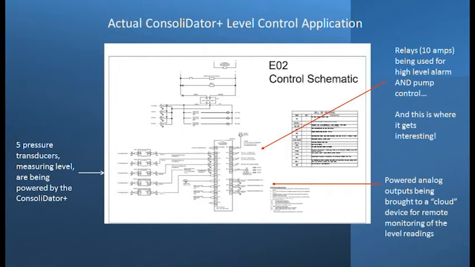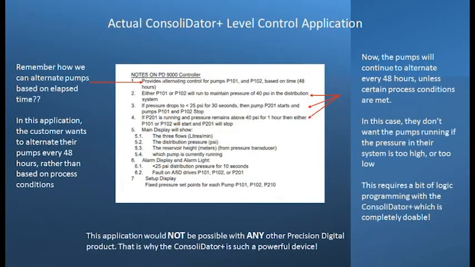But what's really nice is the fact that they're being alternated based on just time. So what I mean by that is every 48 hours, they want the pumps to alternate unless certain conditions are met. Now, I'm not sure if you can read all of that, but you'll get a copy of the slide deck anyways. In this particular case, every 48 hours, they want the pumps to alternate unless, of course, certain conditions are met. That being a pressure is too high on a certain section, or maybe the pressure is too low, anything like that. They call it out all here, and you can read through it for yourself.